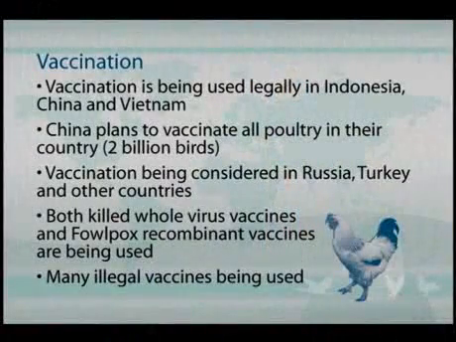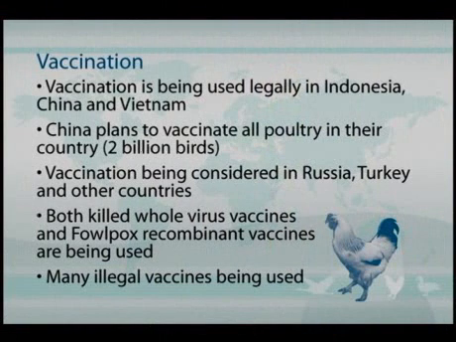Now, this slide is not updated, but this is showing that there is a lot of legal vaccine being used in the world. Indonesia, China, Vietnam. I think there's vaccines being used in Russia. And there's a lot of illegal vaccination being used, and obviously we don't have a good idea for where that's going on. But again, they're all using these vaccines that we're talking about.